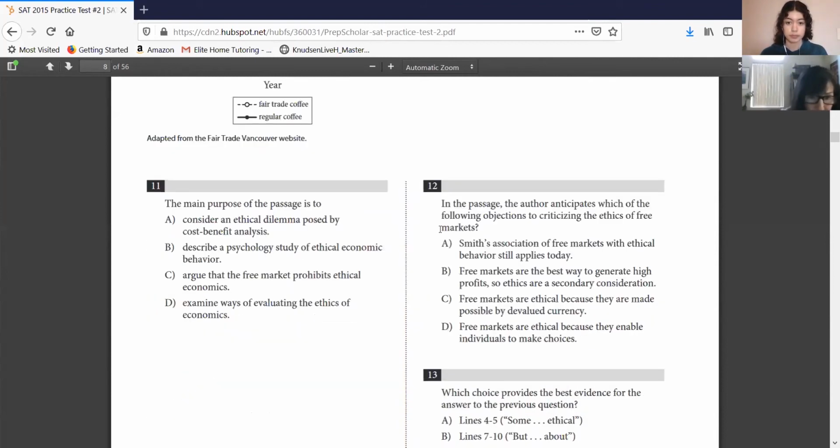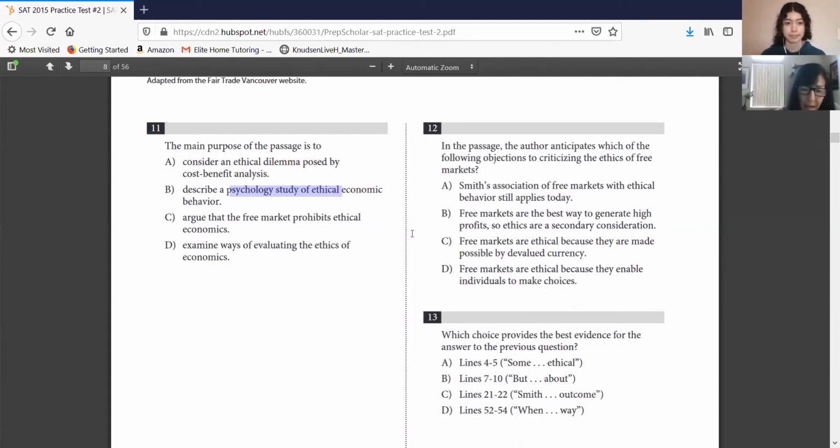What's wrong with B? It's not really describing a psychology study of ethical economics. It's examining ways of evaluating. So this part of it right here has nice language in it, but is not quite what that says. So just watch out for those. We would be probably down to B and D and then picking away and saying, well, wait, it's not really describing it. It's examining ways to evaluate. So it still helps, still gives you some guidance as to where to go with those purpose questions.